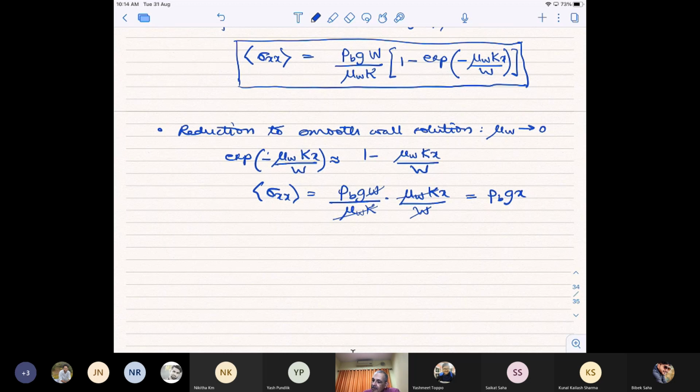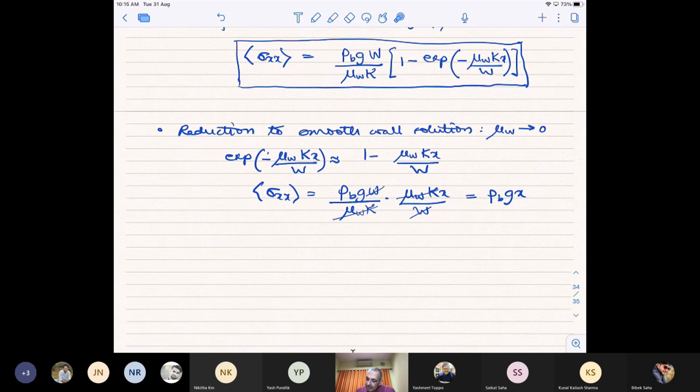And what is very interesting is here, of course, this one satisfies the boundary condition because at x equal to 0, sigma xx is 0 because this becomes equal to 1. Dimensionally also it makes sense. You can see that mu w is dimensionless, k is dimensionless. So here you have x by w. So this is a dimensionless quantity inside the exponential as required. And here also you have mu w and k dimensionless, and this has units of stress. So this is dimensionally consistent.